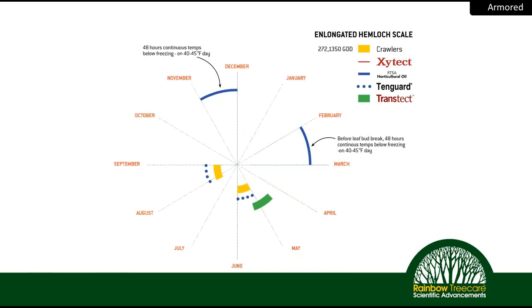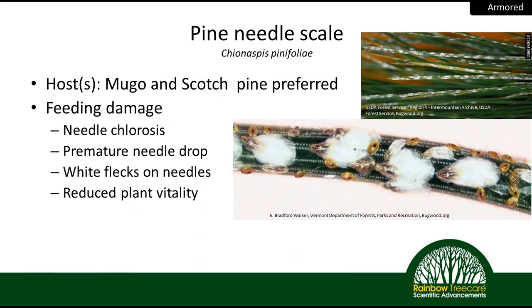Another major pest is pine needle scale, which is hosted by the Mugo and Scotch pines, but does hit other pine trees. It once again looks like that speckling on the underside of needles and could be yellow banding on needles. It causes needle chlorosis and premature needle drop, and does reduce plant vitality and potentially dieback.